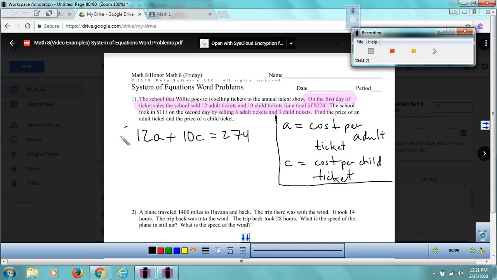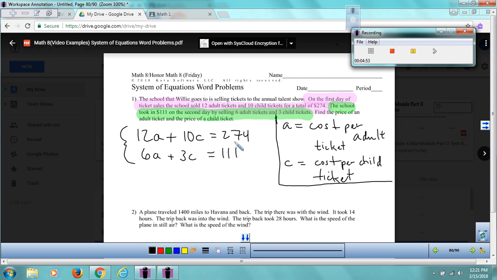All right. And so you can already imagine what the second equation is going to look like, but if you don't, it's right here. It says that the school took in $111 on day 2, 6 adult tickets and 3 child tickets were sold. So 6 times how much 1 adult ticket costs, and then 3 times how much 1 child ticket costs, and they brought in a total of $111.